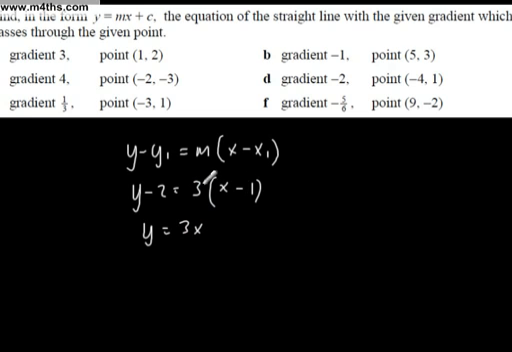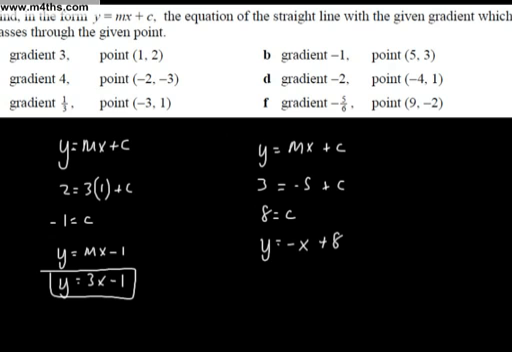minus 3, and then of course we're going to be adding the 2 to both sides, so we're going to end up with minus 3 and then plus 2, so y is equal to 3x minus 1. And you'll see that gives us exactly the same form as we did before, y equals 3x minus 1.